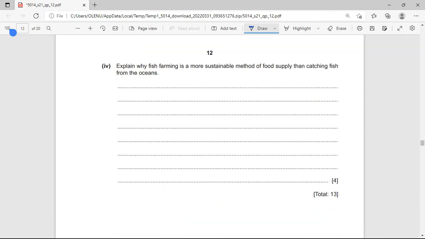Now, question, I think we're still on number 5. So the last part of number 5, then we'll move to number 6. So explain why fish farming is a more sustainable method of food supply than catching fish from the ocean. Okay. First, why fish farming is more sustainable is the first thing you should remember is no bycatch.